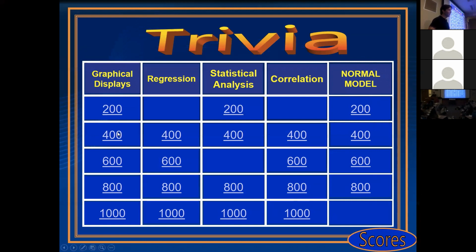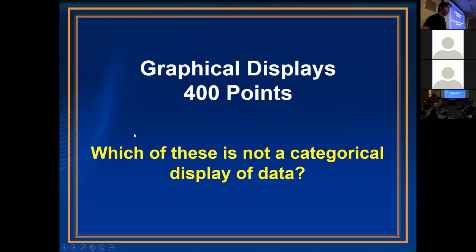Graphical displays for 400. Let's go right here and say, which of these is not a categorical display of data? Someone raise your hand and tell me a categorical display of data. No, categorical display. That is a variable. You are correct. Go ahead here. Pie chart. Bar chart. Bar chart in order. A bar chart in order would be a Pareto. So we have prepared ourselves for this question.